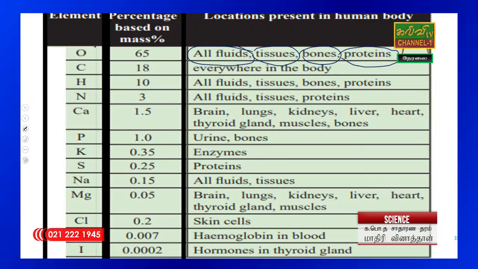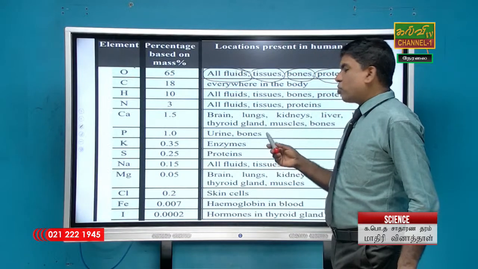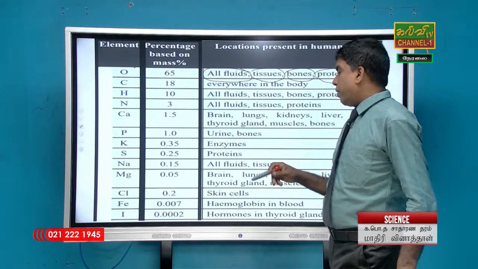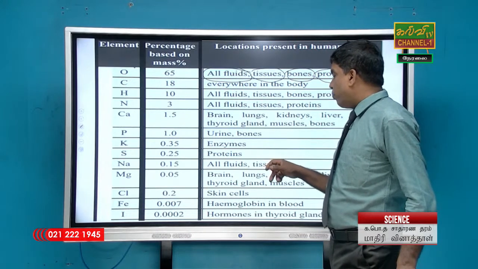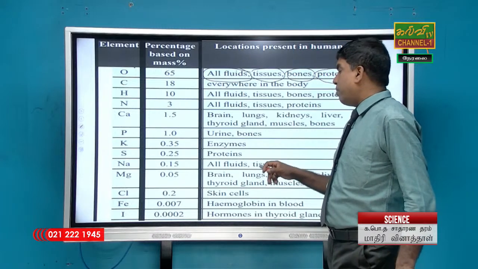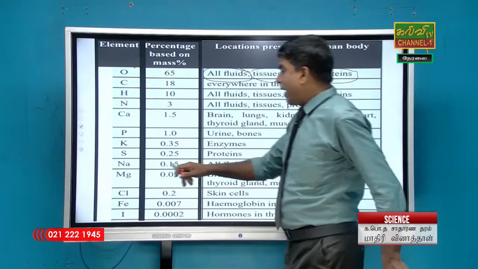Anyway, urine also contains phosphorus, bones also phosphorus. Potassium, enzymes, right? Sulfur: some kinds of proteins contain sulfur. Sodium: all fluids, because our tears also have a salty taste, right? And most of the salt is excreted through the urine. So all fluids contain salt. Magnesium: brain, lungs, kidneys, liver, heart, most of the important organs have magnesium.